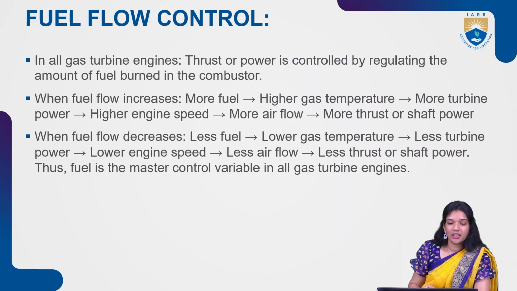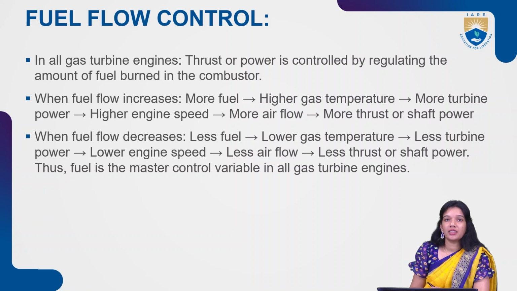Now we'll see a summarization of how fuel flow control takes place, and what happens when the fuel flow is more, and what happens if the fuel flow is less, right? So when the fuel flow increases, that means there is more fuel, there is high pressure. If there is high pressure, obviously the temperatures are high in the turbine plates, and when the temperatures are high in the turbine plates, then you obviously have more speed, right? More airflow and more thrust or shaft power.